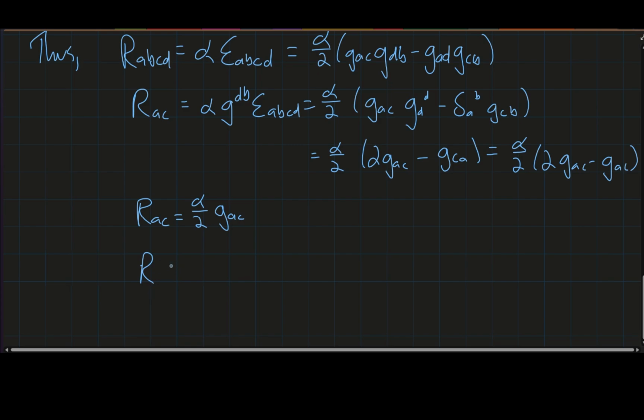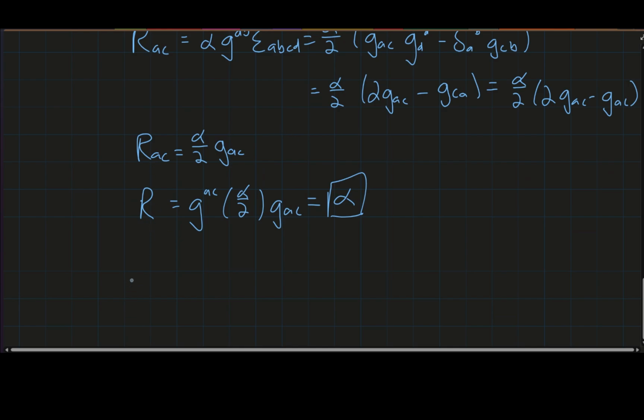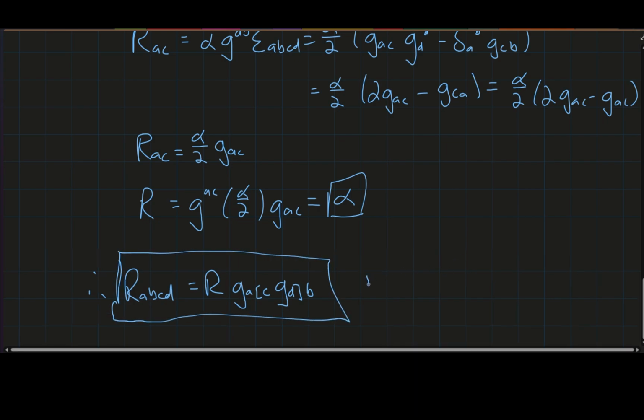on the left-hand side. And this is going to be G^AC times alpha over 2 times G_AC. So again, this is like the trace of the metric here. We're going to get 2 in 2 dimensions, which cancels out with that 2, and we get alpha. So we're able to show that this constant alpha is R, the Ricci scalar, and therefore we've proven that our R_ABCD in 2 dimensions is the Ricci scalar times our tensor epsilon, which I'll be writing as this anti-symmetrized metric thing. Again, just because that's how it is in the problem statement. So that's what we've shown.